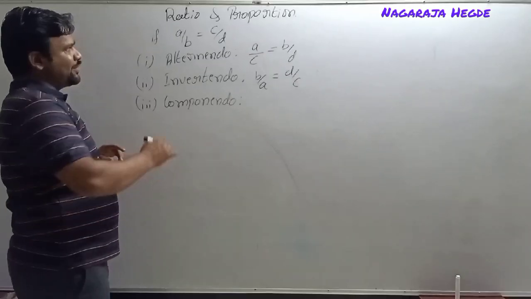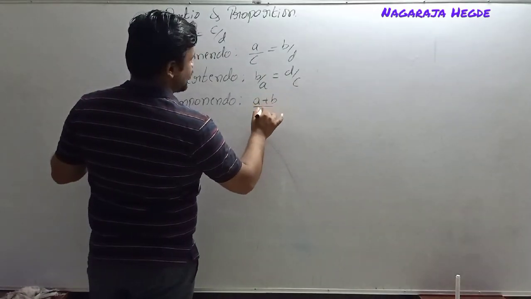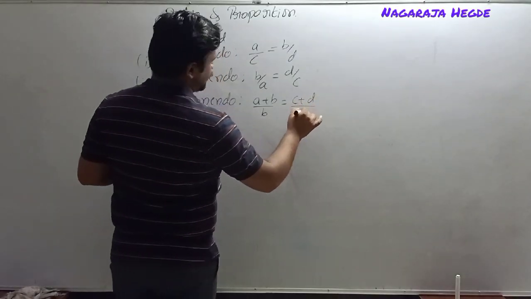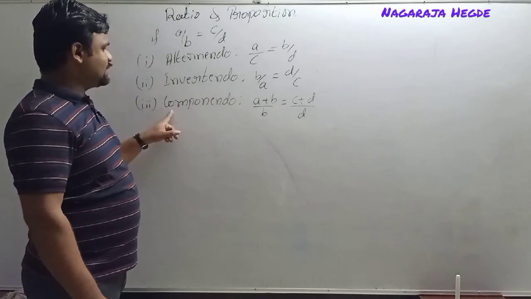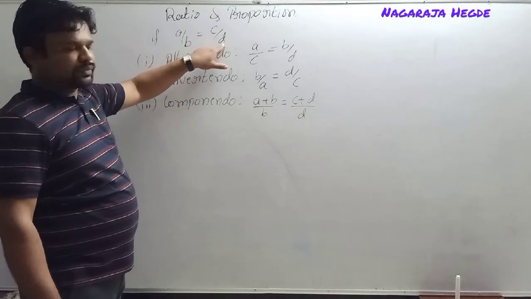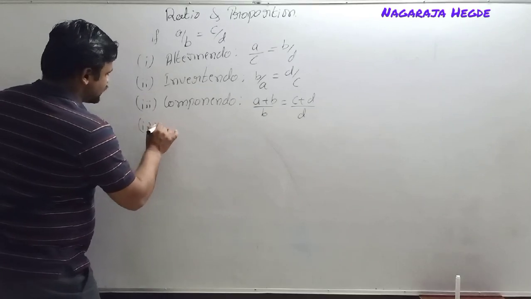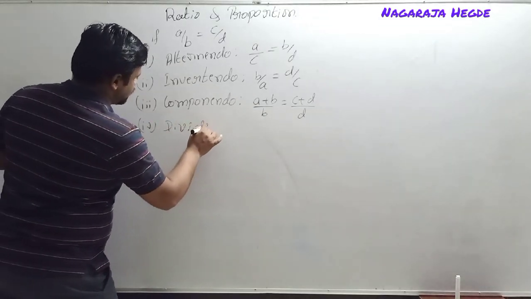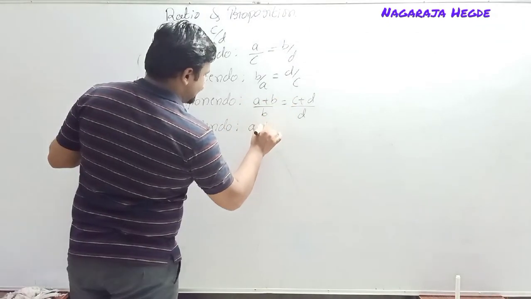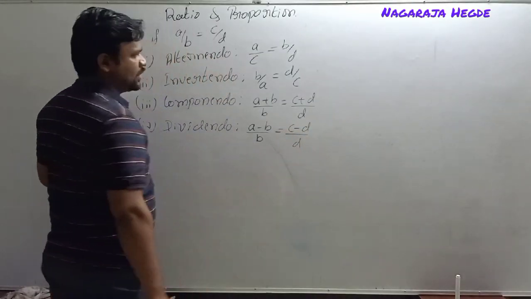What is componendo? If A by B is the same as C by D, then we can write A plus B divided by B is also the same as C plus D divided by D. This is also true. That is componendo. Add A with B, add C with D. That is also equal. I will show the example. Next, the fourth one, dividendo. What is dividendo? Reverse of this, that is A minus B divided by B equal to C minus D divided by D.